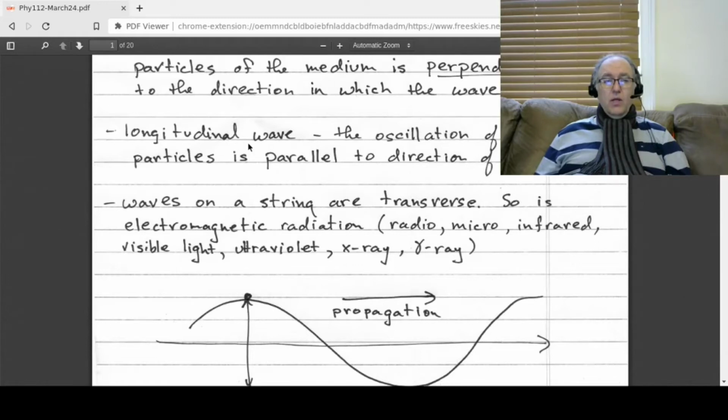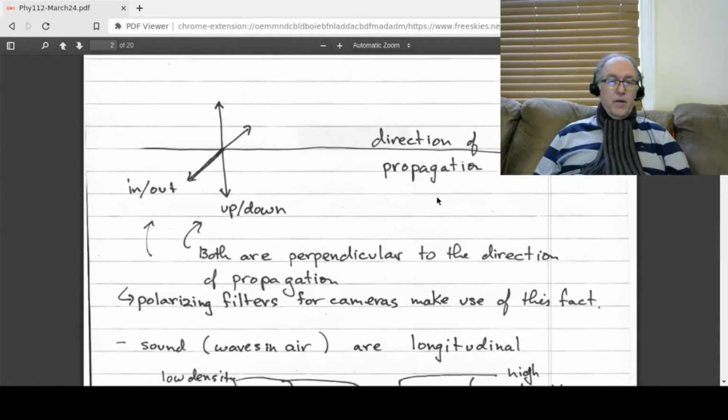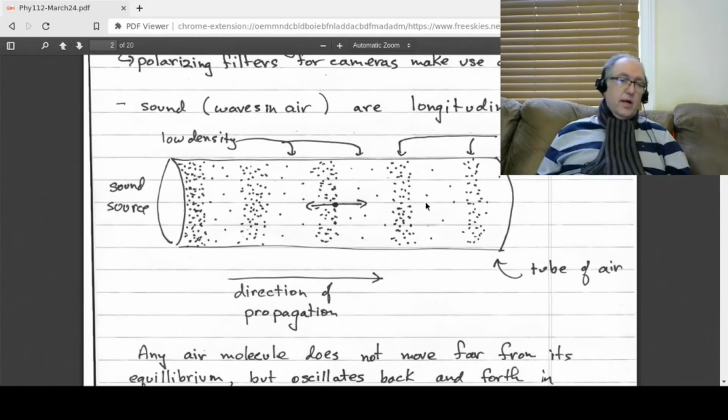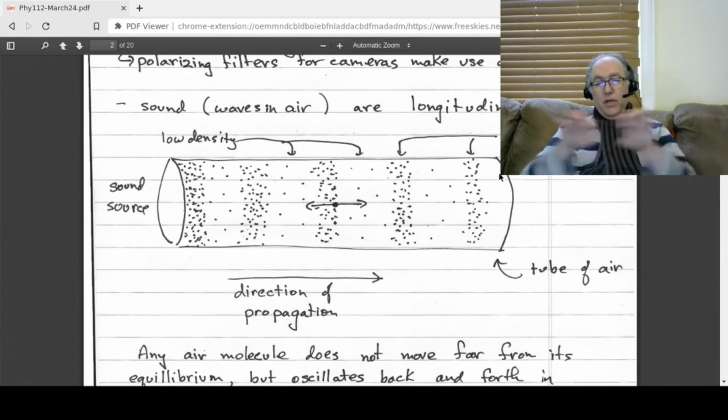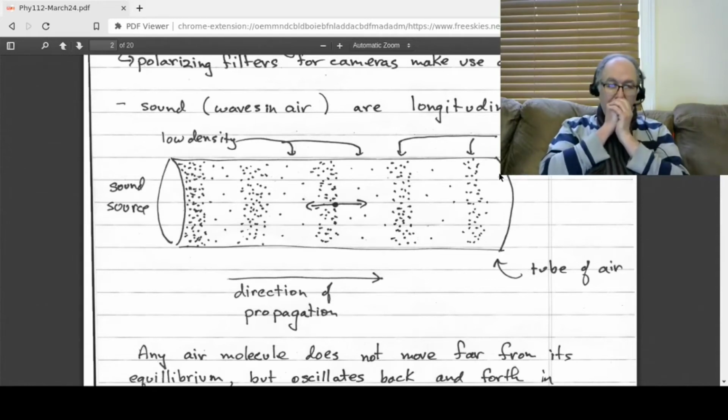In longitudinal waves, the oscillation of the particles is actually parallel to the direction of the propagation. And you might wonder, how does that work? I've got this diagram over here, which shows the sound traveling down a tube. So you can imagine a tube of air. If you have a paper towel, the cardboard tube in the middle, and you blow down the cardboard tube, you can make a sound with it.